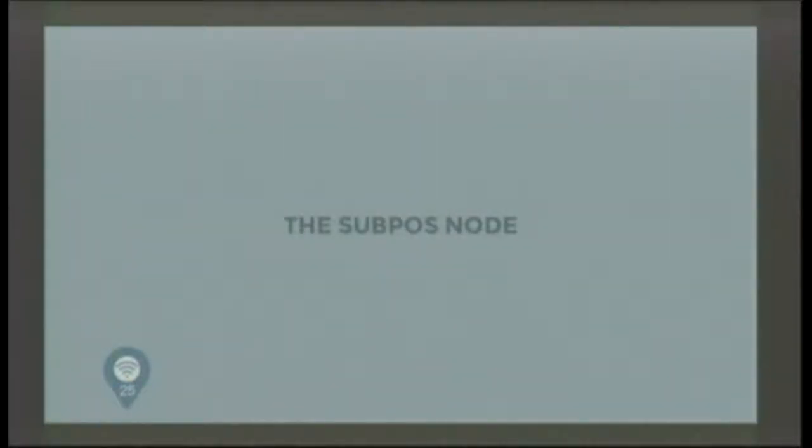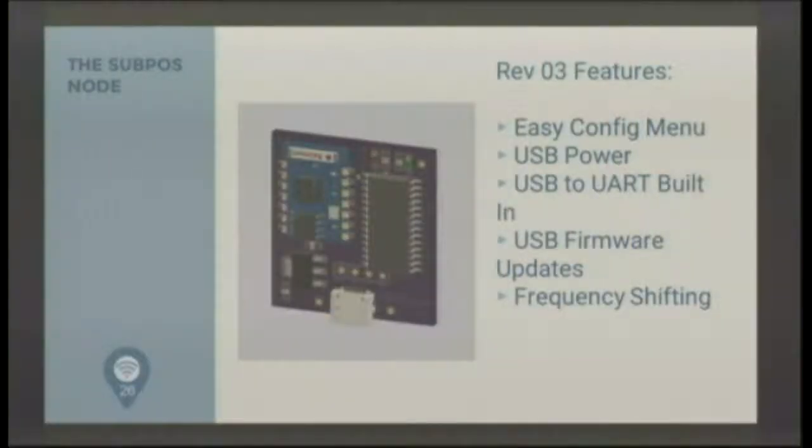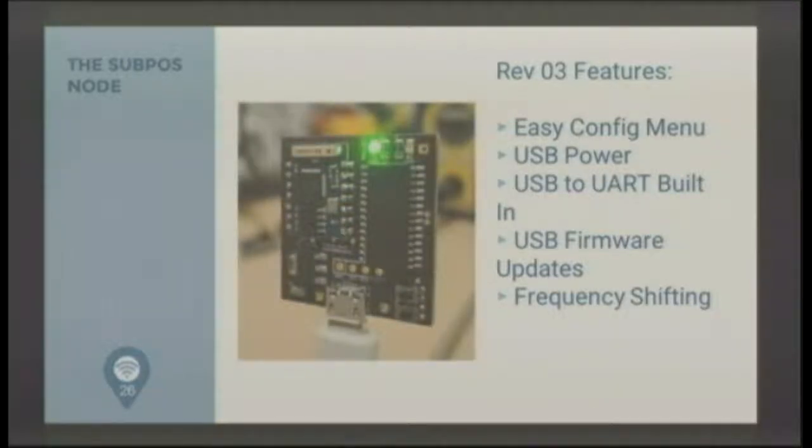So as I said before, around the room, there's a device called the SubPos node. It was actually introduced to create a standard, calibrated beacon source for positioning. It does offer extra features now in the current revision 3. It has a nice, really easy to configure USB to UART menu structure. You can go in and set all the parameters. It offers USB firmware updates and other little features like frequency shifting, for example. That's what the node ends up looking like. You can have a look at them shortly.